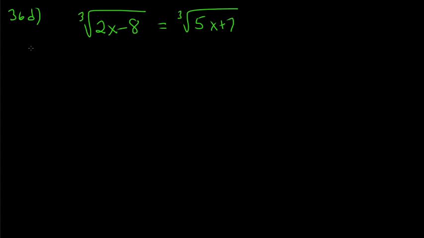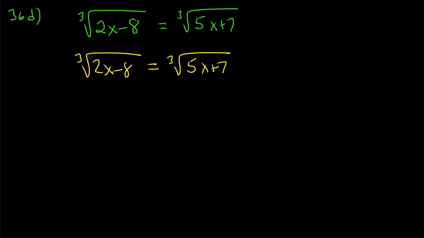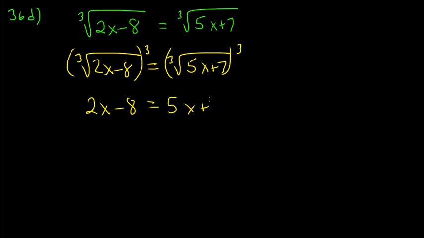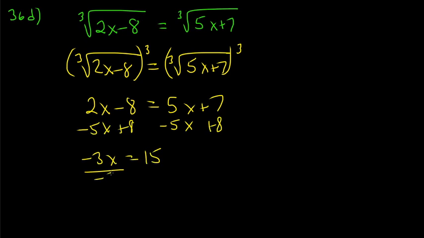All right, and part D, this one's actually easy. There's nothing tricky about this. Right, you just get rid of the cube root by cubing both sides. And since the cube root is on both sides, you get rid of the cube root on both sides, right? So this is just 2x minus 8 equals 5x plus 7. So take away the 5x, add the 8. You're going to get negative 3x equals 15. So divide by negative 3. X is negative 5.